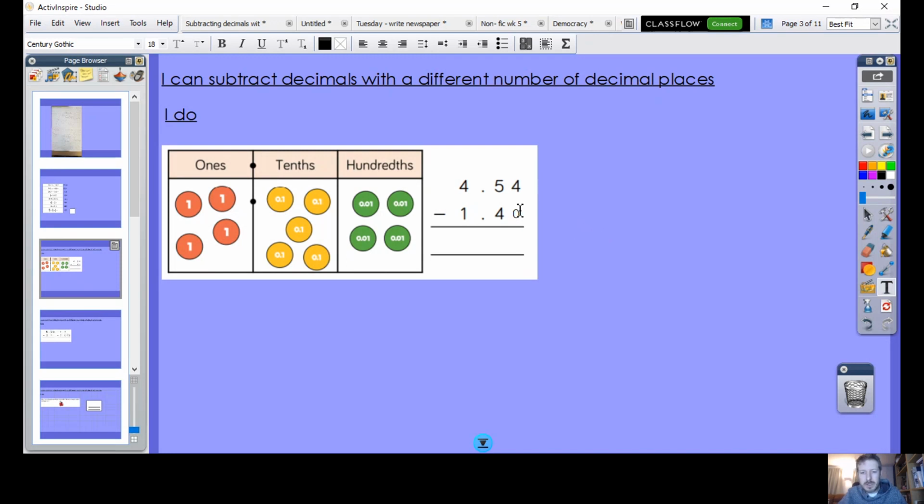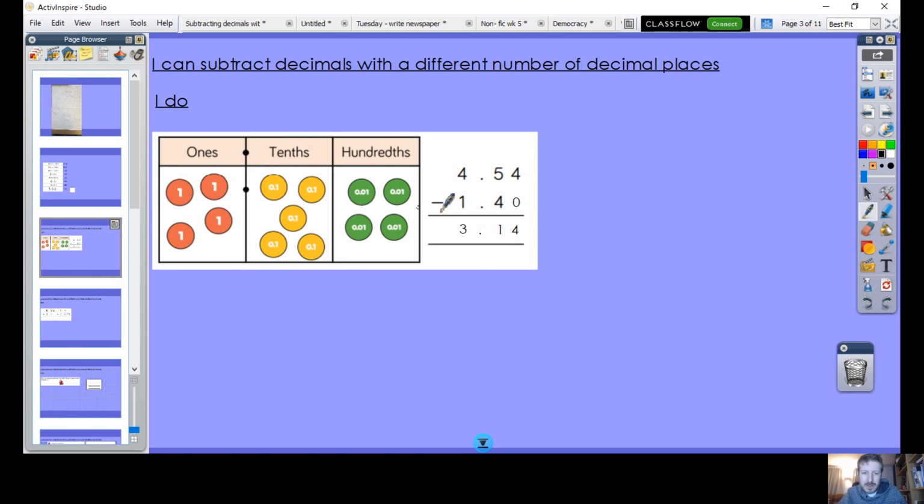So I've got 4 hundredths, take away 0 hundredths, I will still have 4 hundredths. 5 tenths, take away 4 tenths is 1 tenth, and then the decimal point, and then 4 take away 1 is 3. So we can see that over in the place value chart. So I've got 4 hundredths, and I'm not taking anything away, so it's still going to have 4 hundredths. I've got 5 tenths, and I'm going to take 4 tenths away. Means I've got 1 tenth left. And I've got 4 ones, I take 1 away, and I've got 3.